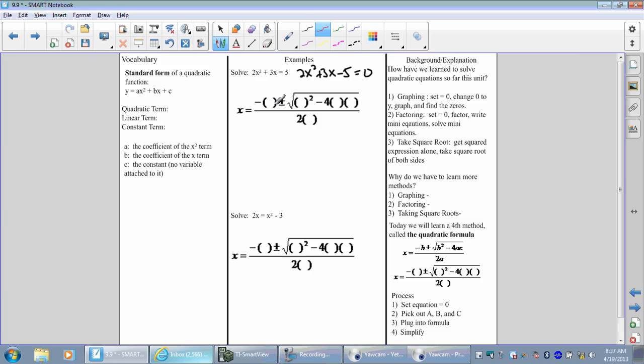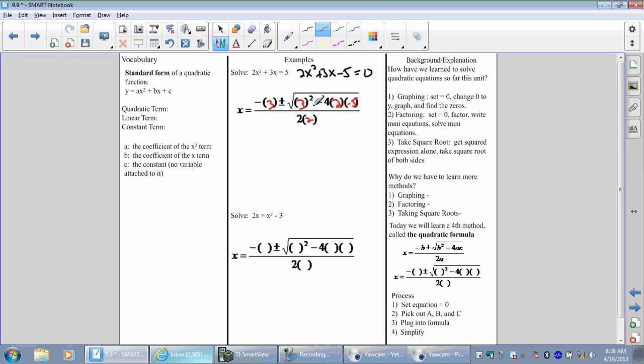And now I can plug in my values, because what goes there? B. Well, b is 3. What goes there? B, because b is 3. What goes there from the quadratic formula? All right, it's a, which is 2. What goes here? That's c, so that's negative 5. And what goes down here again? That's a, which is 2.